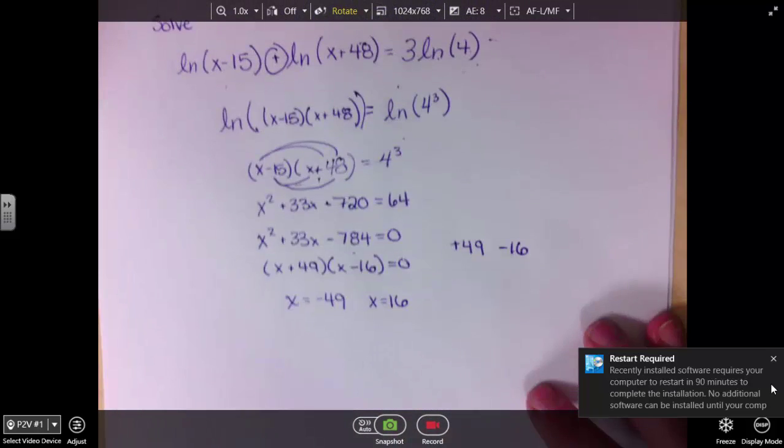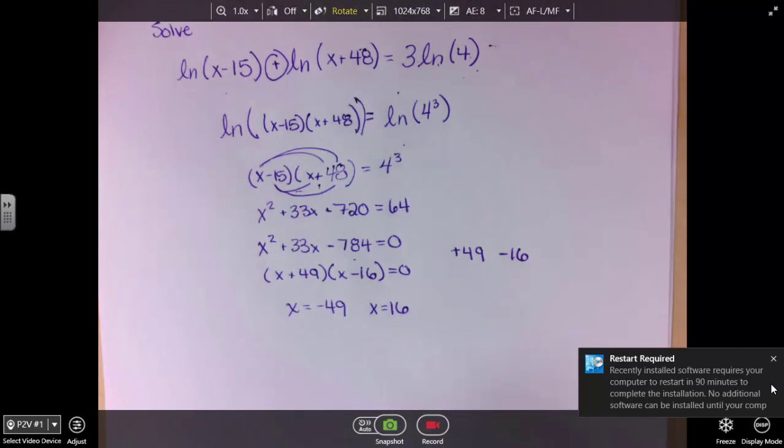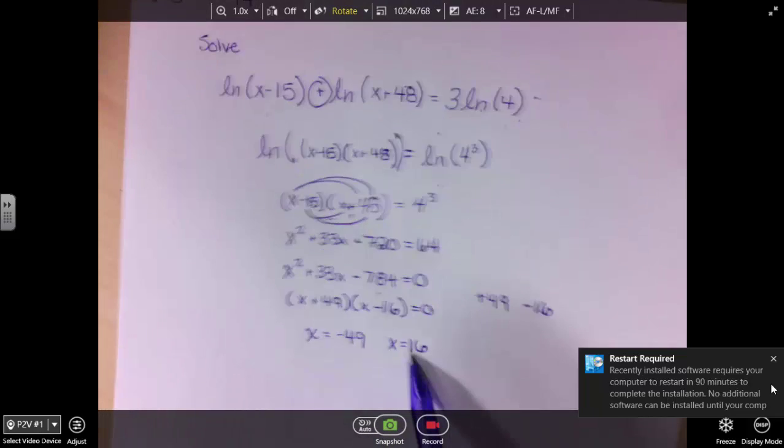Now, because we completely ignored the natural logs for the time being, we have to check both of our answers and make sure they both work. Anytime we ignore stuff in math, it tends to give us extra answers, so we have to check them. So to do that, you go back to your original.